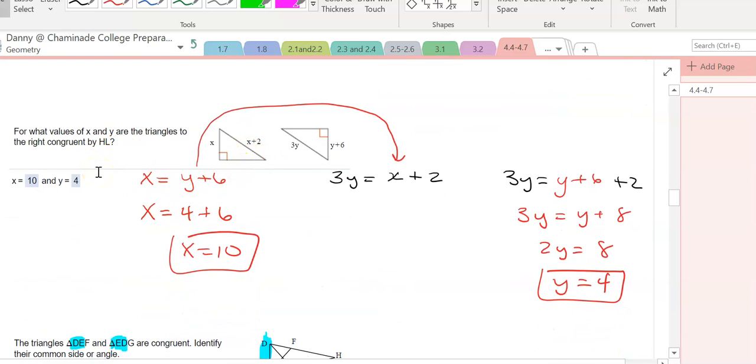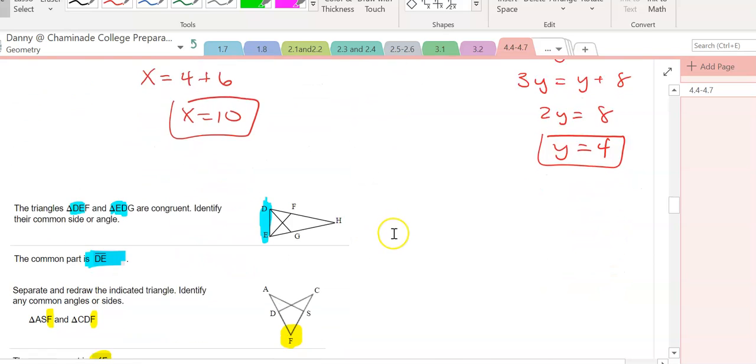Here we use the hypotenuse leg theorem again to help us solve for x and y. So we're setting corresponding sides equal to each other. That lets us say that x is equal to y plus 6 and 3y is equal to x plus 2. As you can see with these separate equations, there's nothing we can do, so we need to substitute. I know that x is equal to y plus 6, that means this x is y plus 6. That allows us to have one variable in our equation. It allows us to solve for y and get 4. Once we know y is 4, we can substitute that back in here. I know y is 4, and that lets me know that x is 10.